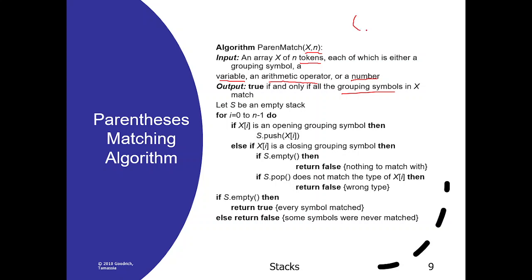These are the grouping symbols that we are talking about. All these brackets, opening and closing brackets, are basically used to group symbols into different groups. Now we are going to ignore the variables, the arithmetic operators, and the numbers. We are only going to focus on these grouping symbols. So how is the algorithm going to work?